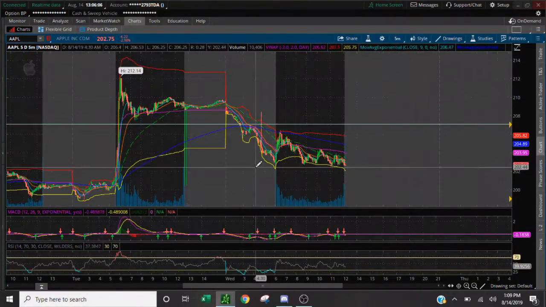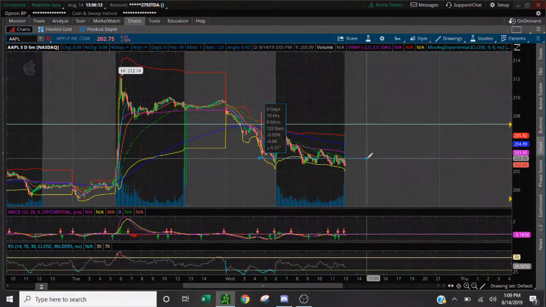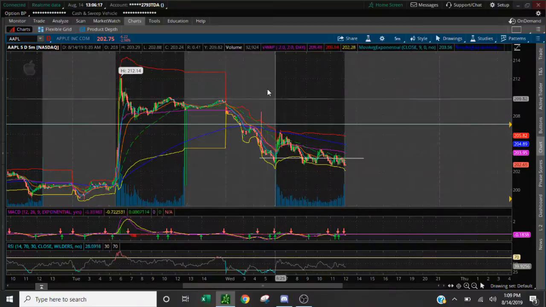The short level was right at 203.45. I'm just going to draw a line here too. Okay, so yeah, something like that.